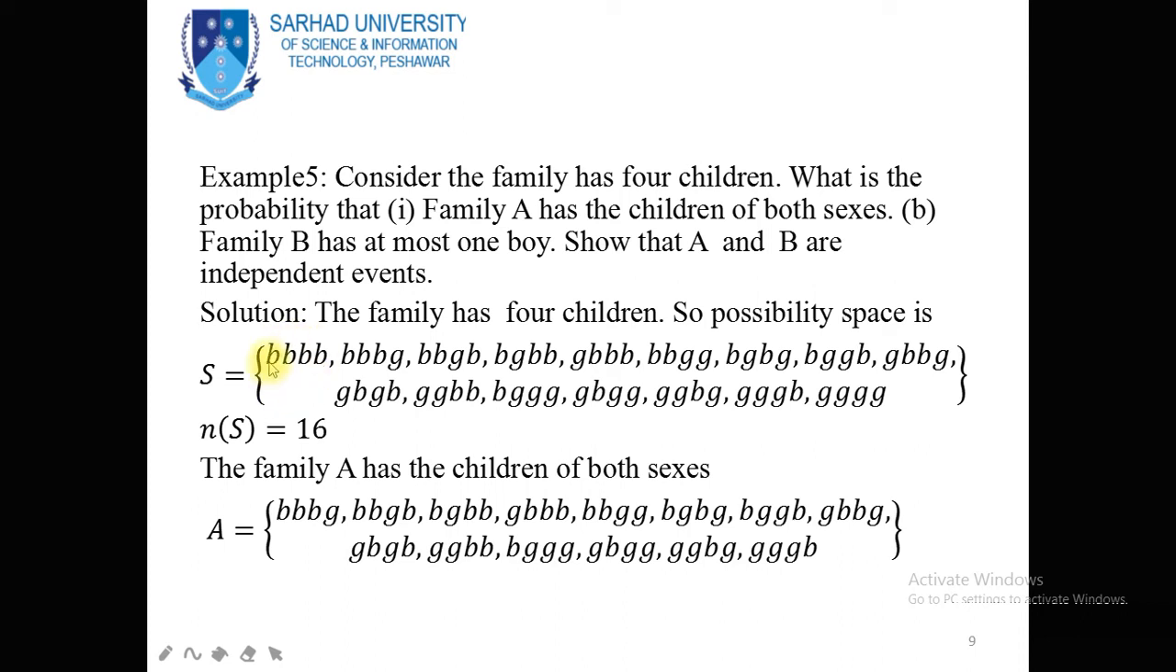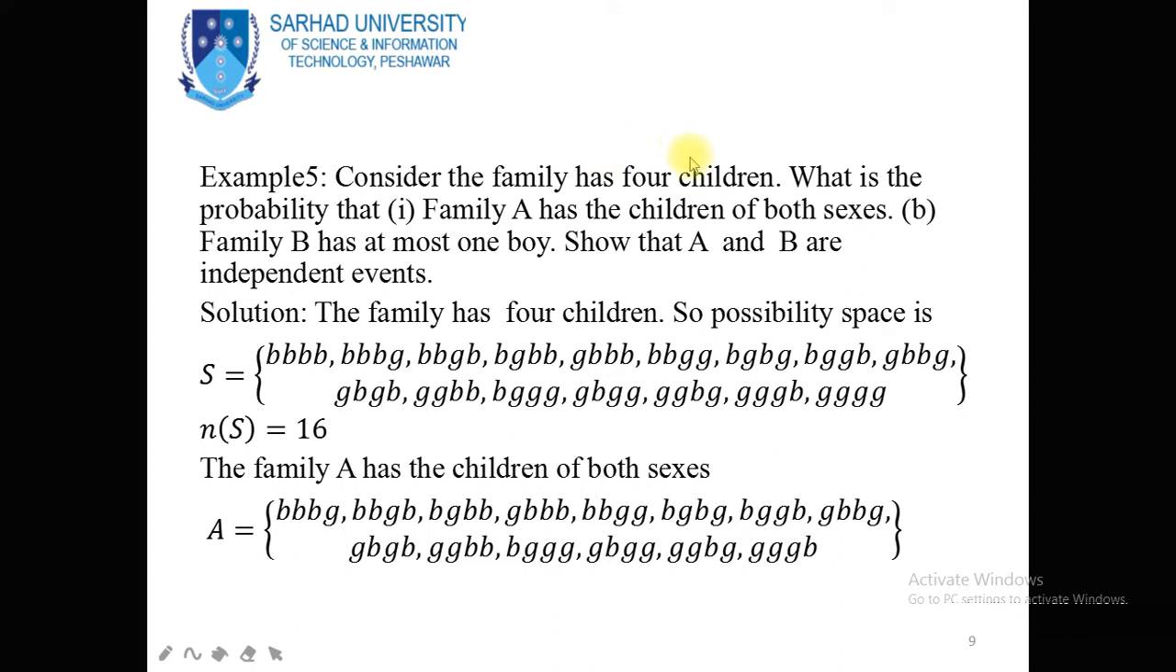Maybe all children are boys. Maybe 3 children are boys and 1 child is a girl. Maybe the first 2 children are boys, the third child is a girl and the fourth child is a boy. And similarly, maybe the first child is a boy, the second child is a girl, and the last two children are boys. And maybe the first child is a girl and the three children are boys. So under these descriptions we have all these possible outcomes for the sample space of this experiment, when the family has four children.